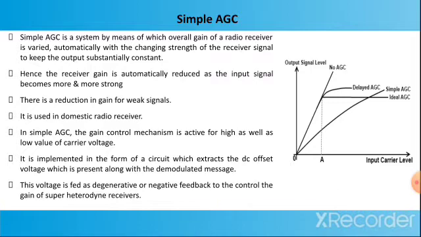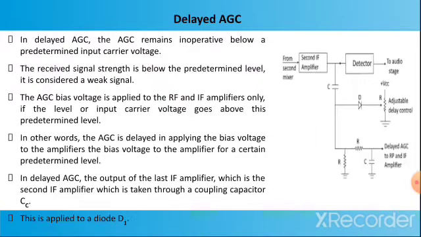In simple AGC, the gain control mechanism is active for high as well as low values of carrier voltage. It is implemented in the form of a circuit which extracts the DC offset voltage which is present along with the demodulated message. This voltage is fed as degenerative or negative feedback to control the gain of superheterodyne receivers. Next is delayed AGC.